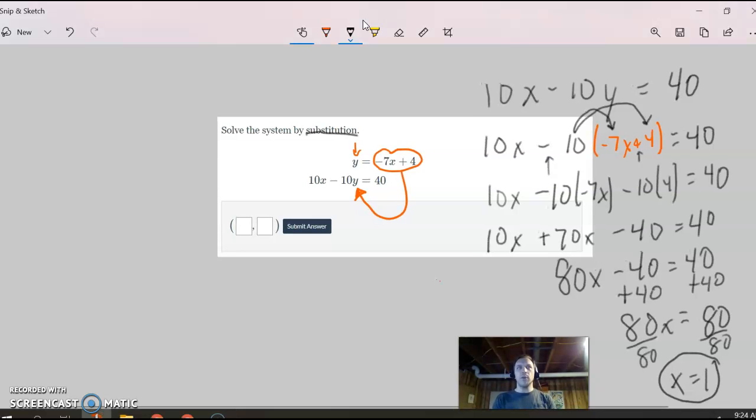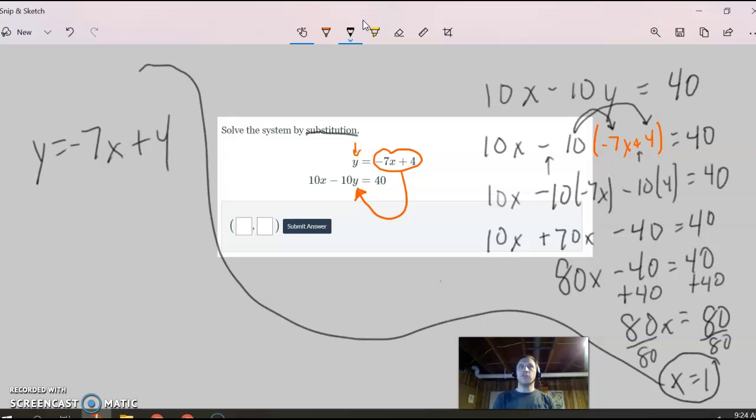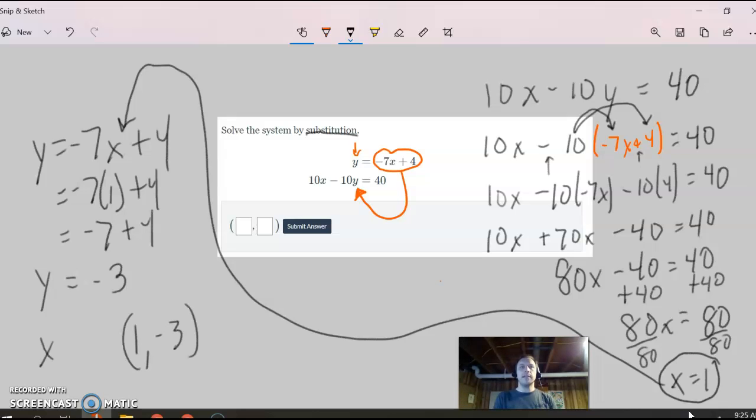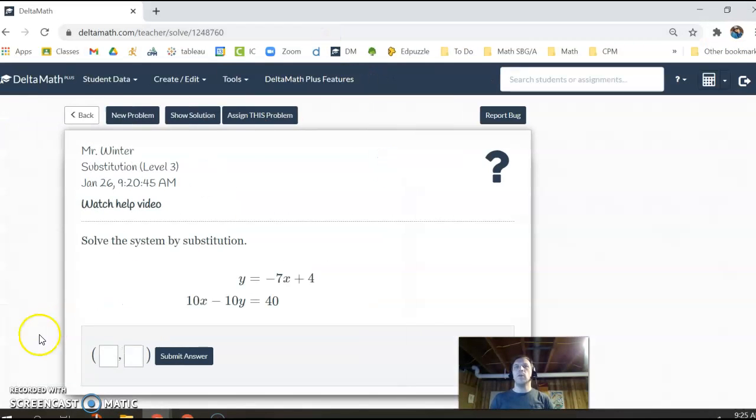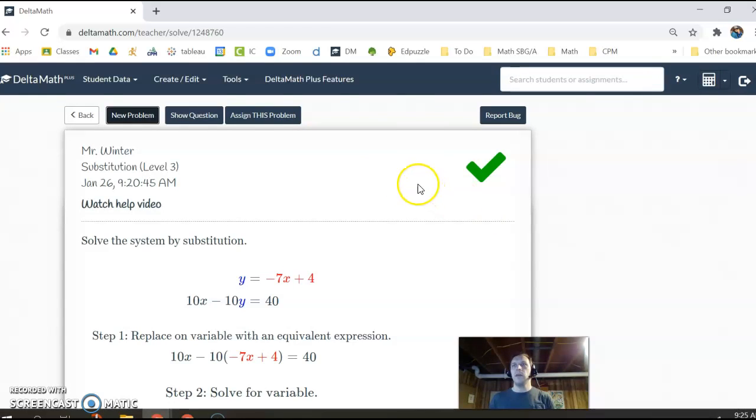Then we take our first equation, y equals negative 7x plus 4. We're going to insert x is 1 into here, and we get negative 7 times 1 plus 4. So negative 7 times 1 is negative 7, plus 4, we get negative 3. So our x value is 1, our y value is negative 3, and we're going to take that and plug it into our Delta Math question and show how we did. So what do we say? 1, negative 3. Yes, we want to try that, and we get the correct answer.